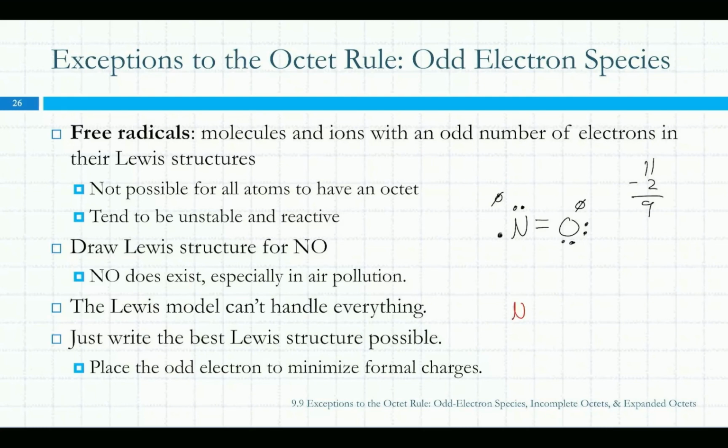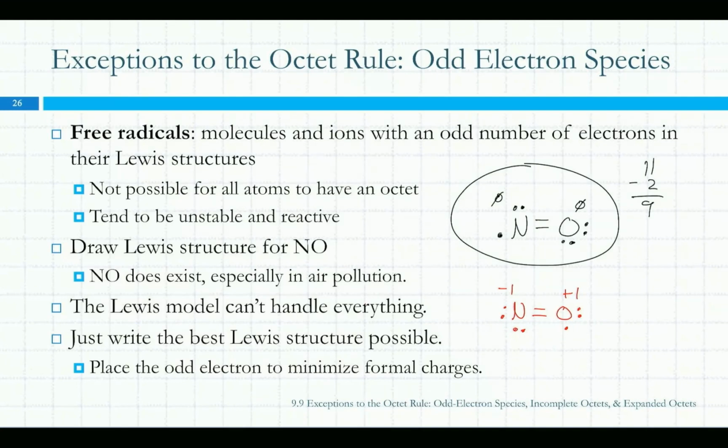Because if I do something like this, now my nitrogen is going to be -1 and the oxygen is going to be +1. So because that one has formal charges and this one doesn't have formal charges, this would be the correct structure.